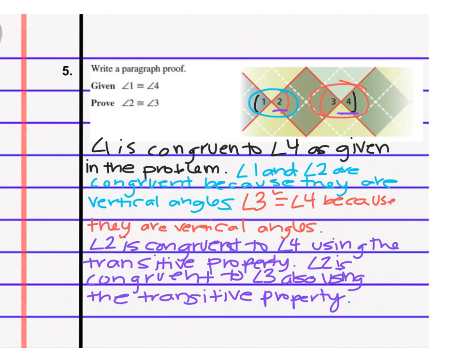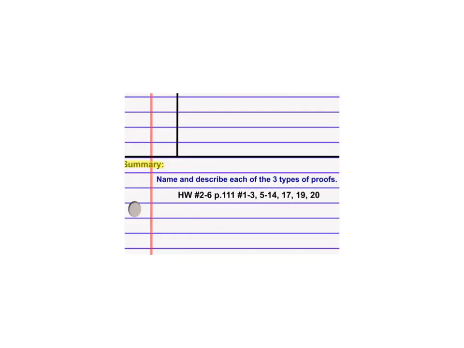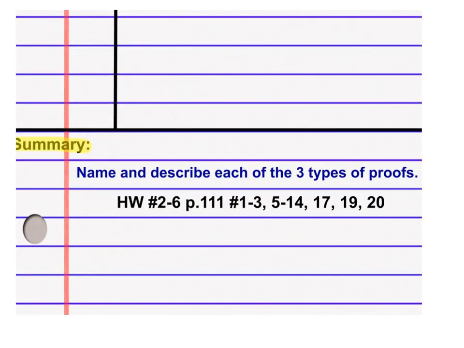Okay, pause the video if you need any more time. All right, for the summary, just briefly, it doesn't need to be a novel. Name and describe the 3 types of proofs. So you've got the 2-column proof. What does that look like? Talk about the table with statements and reasons. You have the flow chart, right, with your circles and arrows. And then you have the paragraph proof, which is just sentences and words. So just briefly describe that in complete sentences.